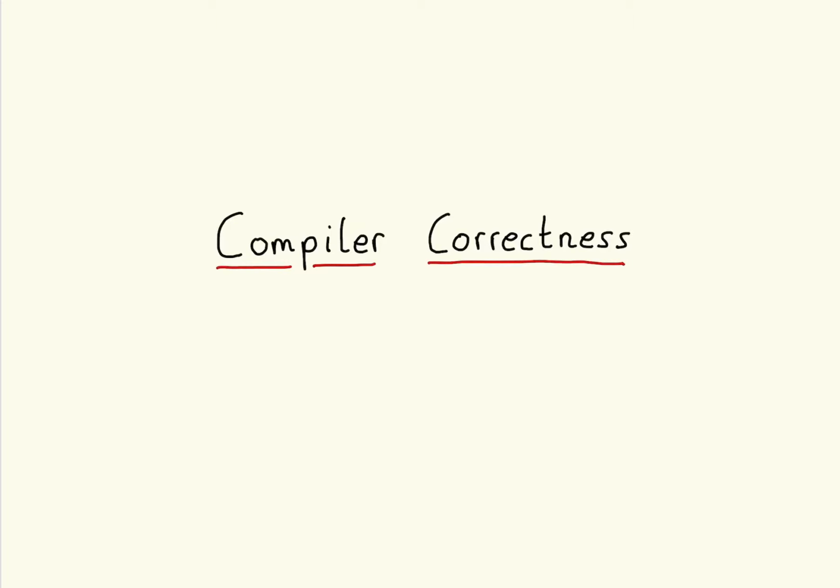So last day we started off the compiler correctness example. In particular, we defined the basic definitions which we need for the compiler, and we formulated what it means for the compiler to actually be correct.